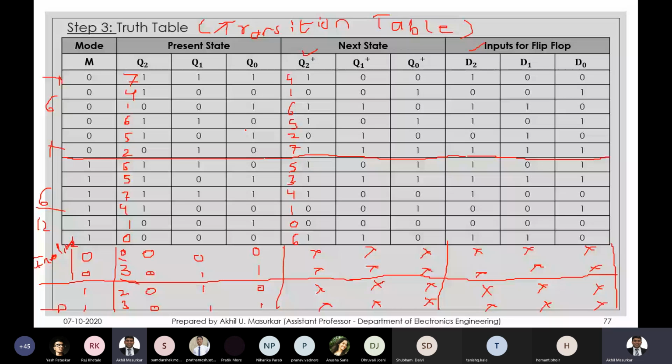See, 000 is actually this first term. If you also consider M in it, this is 0. This is 0011, that is 3. 1010 is 10, and 1011 is 11. So in the K-map, 0, 3, 10, and 11 will be don't care. And other entries will be as per this table.